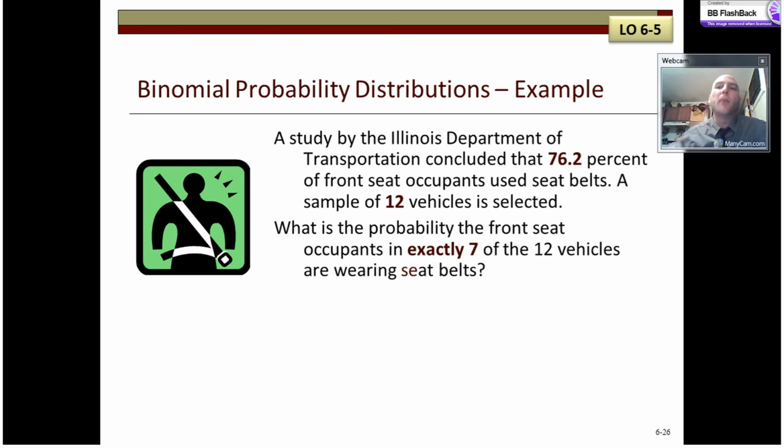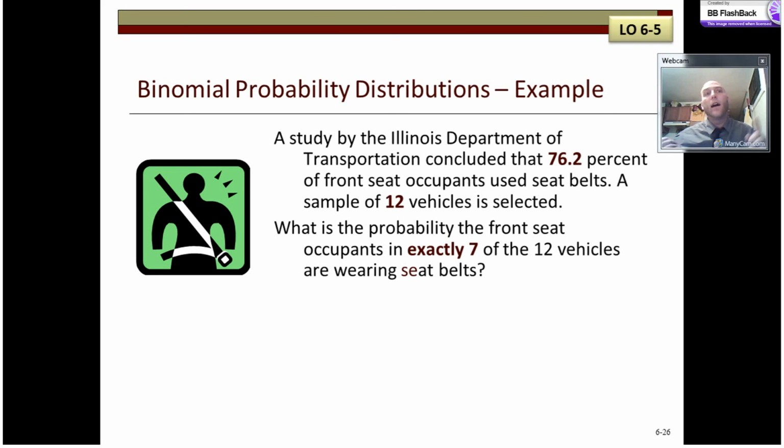This binomial probability distribution example talks about the Illinois Department of Transportation, concluding that 76.2% of front seat occupants use seat belts. They did the research and found that to be the case. A sample of 12 vehicles is selected, cars passing by, let's presume. What's the probability that the front seat occupants in exactly 7 are wearing seatbelts?